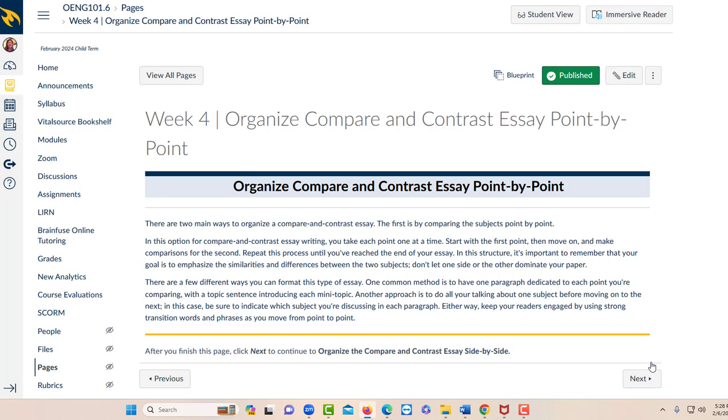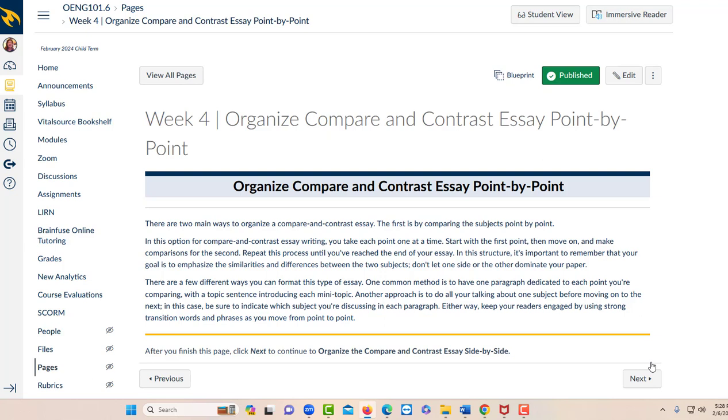Organize a compare and contrast essay point by point. There are two main ways to organize a compare and contrast essay. The first is by comparing the subjects point by point. In this option, for compare and contrast essay writing, you have to take each point at a time. Start with the first point, then move on, and make comparisons for the second. Repeat the process until you've reached the end of your essay.